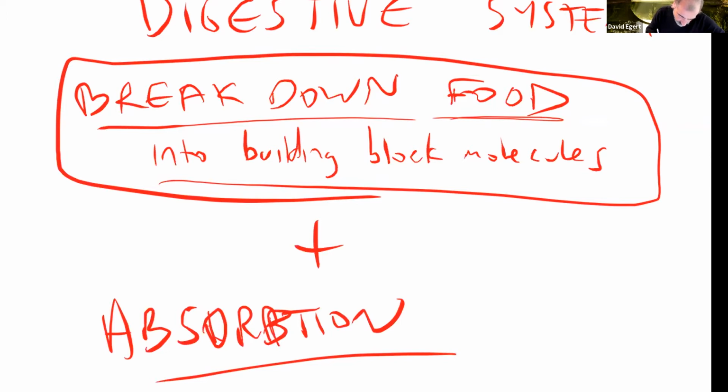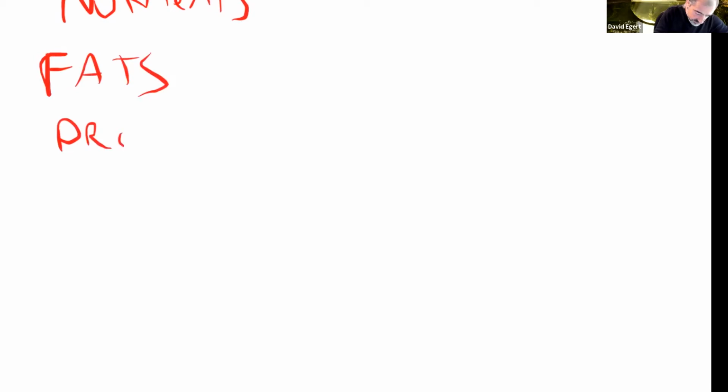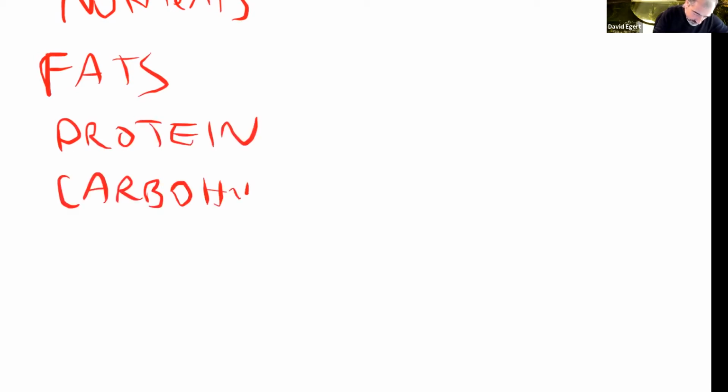Absorption, we're going to look at this in more detail in class, but for this lab, it's looking at the breakdown. And when we talk about food nutrients, we talk about fats, proteins, carbohydrates. These are the main nutrients that we can actually break down for energy.